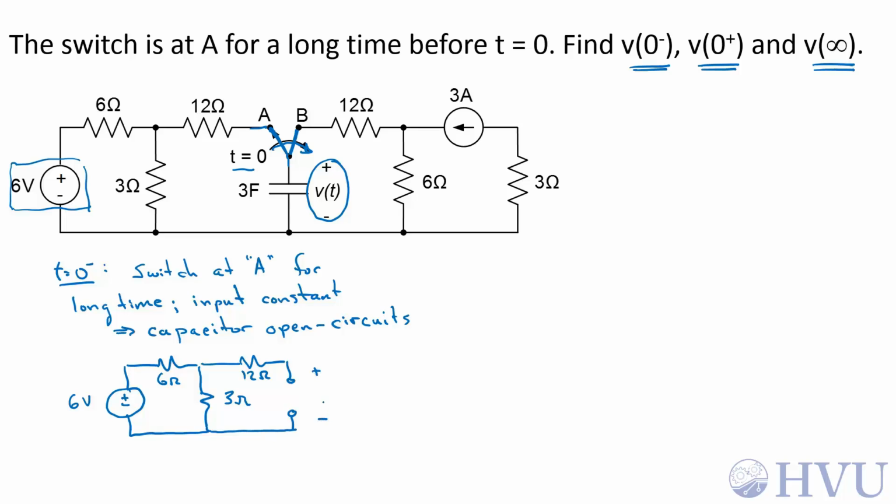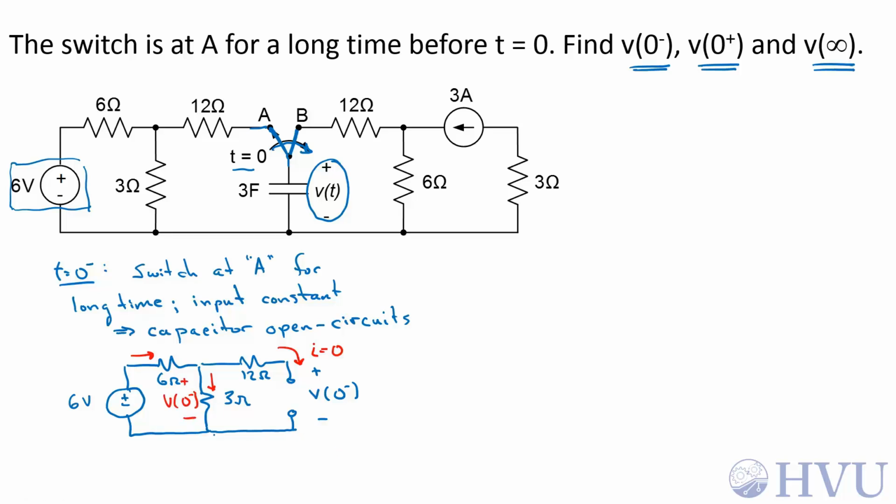The voltage we're looking for is V at 0 minus across the capacitor. Since this looks like an open circuit, the current through the capacitor is 0. That means that the current through the 6-ohm resistor and the current through the 3-ohm resistor are the same. These two elements are in series. And the capacitor voltage is the same as the voltage across the 3-ohm resistor.